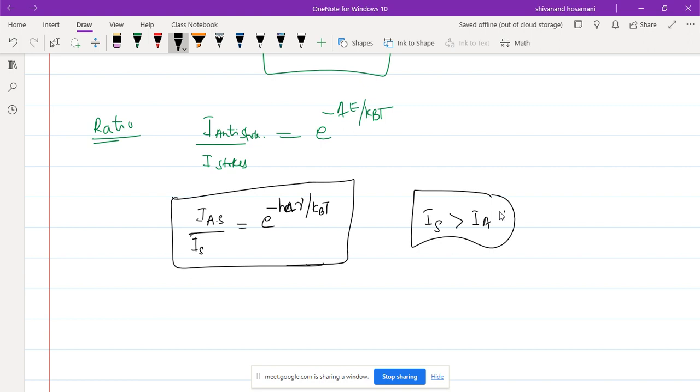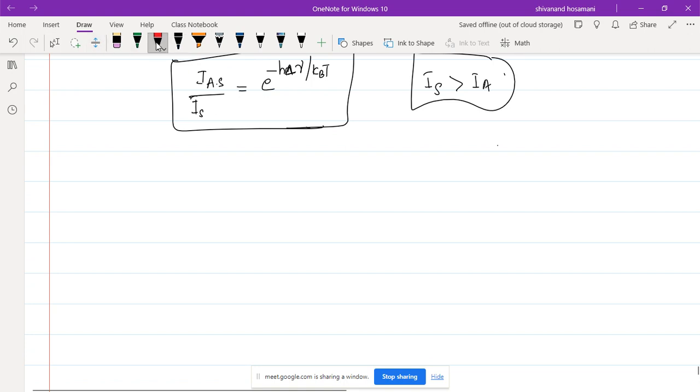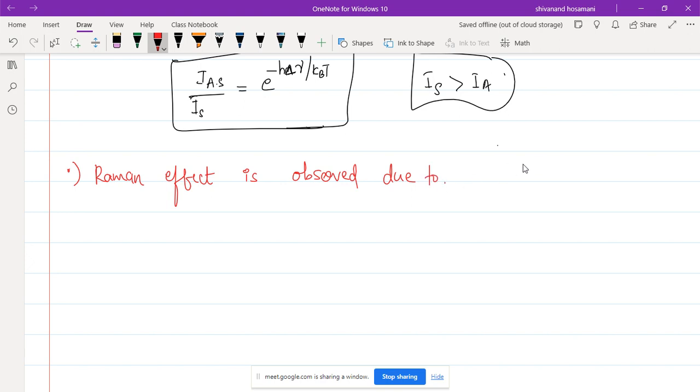Moreover, Raman effect is also observed due to the change in the polarizability of the molecule. Especially this Raman effect is observed due to change in polarizability.